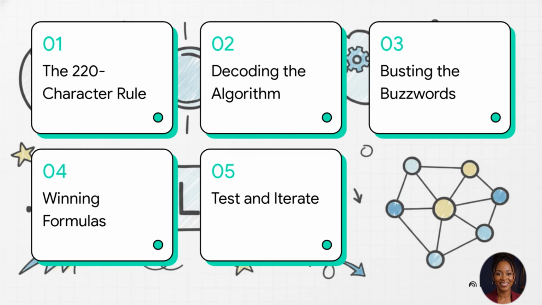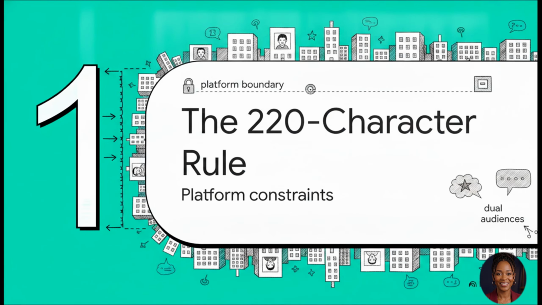Here's a quick look at our roadmap for today. We are going to cover the 220-character real estate, decode that mysterious search algorithm, bust the buzzword trap, reveal some winning headline formulas you can copy, and finally talk about how to test, optimize, and iterate. All right, let's jump straight into part one, the 220-character real estate.